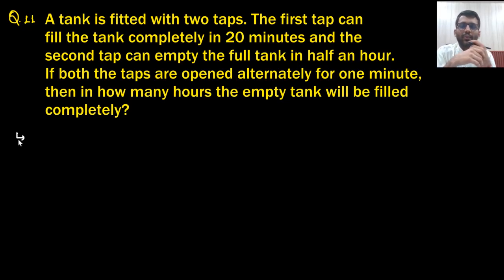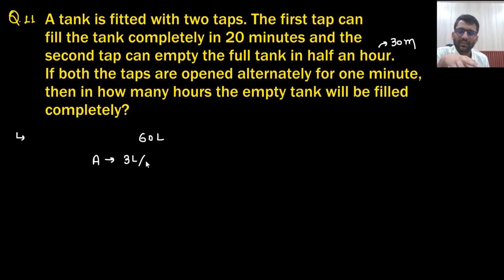A tank is fitted with 2 pipes. The first can fill the tank completely in 20 minutes. The second can empty the full tank in half an hour, that means 30 minutes. If both are open simultaneously, 1 minute each, so 20 and 30, I can take 60 liter. So the first tap can fill in 20 minutes, that means 3 liter per minute. And what is B doing? It empties in half an hour, that means 2 liter per minute, minus 2 liter per minute.